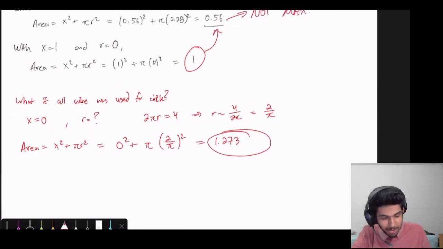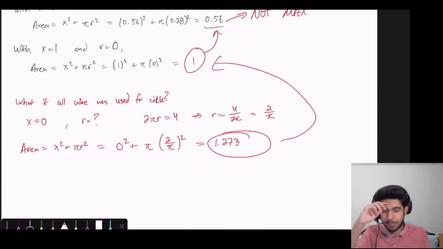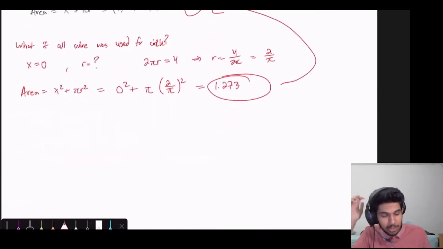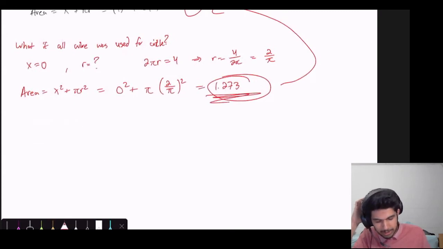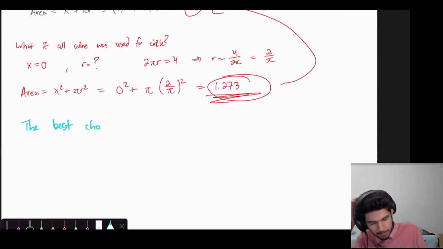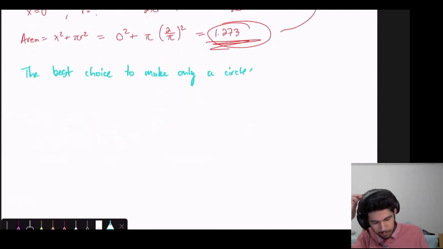You're like, wait, that's even larger than what we got before. And it turns out that this is your best choice. The best choice is to make only a circle. So, what's the lesson? Always check your endpoints.